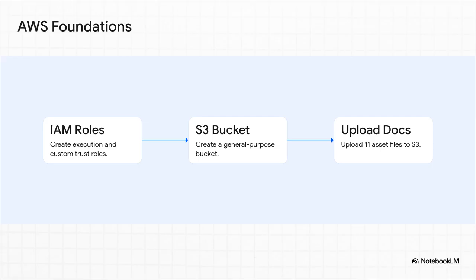Once that security is locked in, you just create a general-purpose S3 bucket and drop in your Markdown asset files. For this build, that's exactly 11 specific documents for our fictitious AI Agent Insure company.